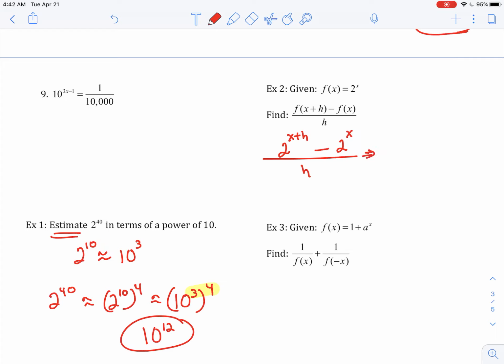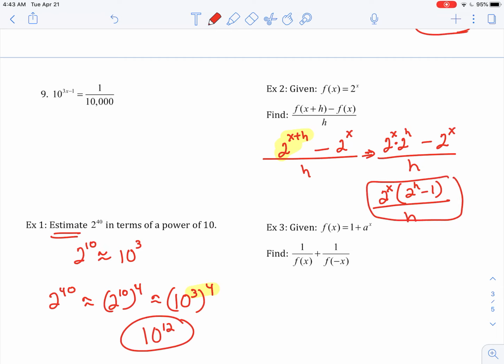And if we just want to rewrite that a little bit, the left side, this 2 to the x plus h, recall when you are adding exponents, that means that the operation of multiplying of like bases was going on. So that top left is really the same thing as 2 to the x times 2 to the h, minus our 2 to the x. And I have that common factor of 2 to the x that I could factor out, and I would be left with 2 to the h minus 1 divided by h.